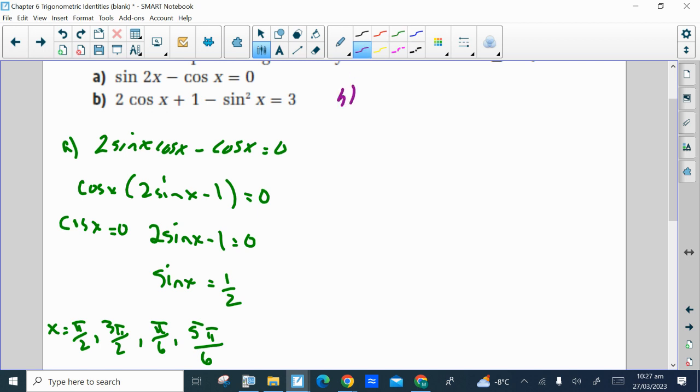Looking at question B, we've got a term with a cosine x and a term with a sine squared x. So we can't have that. We've got to have it in terms of one trig function only. There's nothing we can do with the cosine of x. But Edmund, what can we do with the sine squared x?